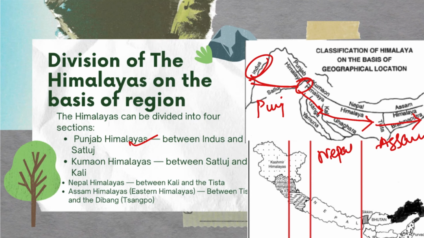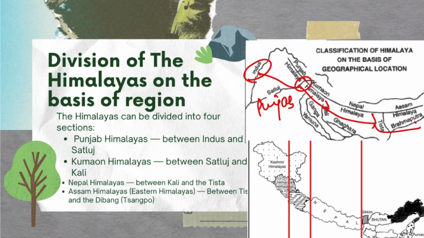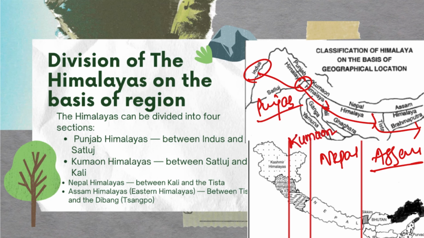It is easy, you just have to recall the four rivers. Suppose there is nothing written here, you have to recall the names. How will you recall? It is very simple, try to draw like that. Here Indus. From Indus to Satluj is the first, Punjab Himalaya. From Satluj to Kali is Kumayu Himalaya. From Kali to Tista is Nepal Himalaya. From Tista to Dihang is Assam Himalaya. So this is the division.